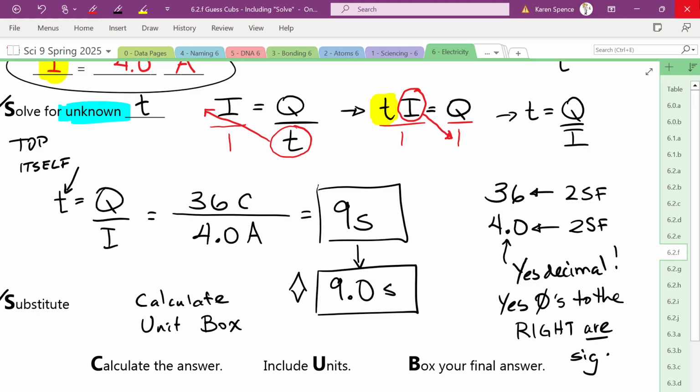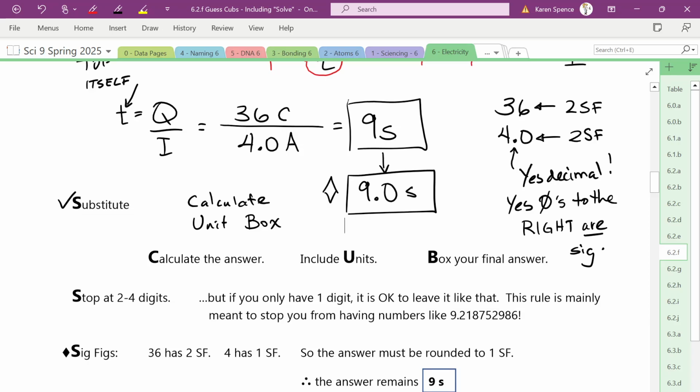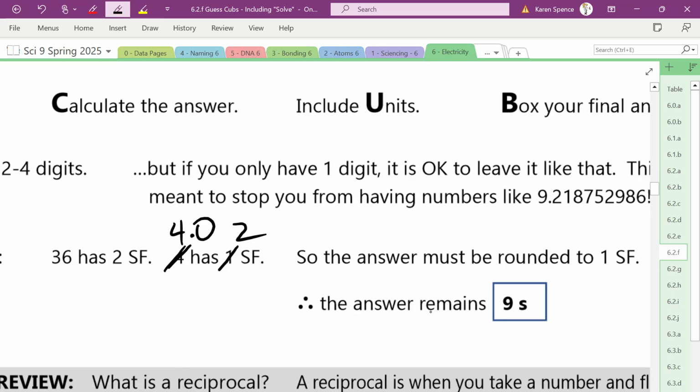Now, are you ready for a little fancy math? It's not that fancy. You've probably done stuff like this before. Again, this fancy math is enriched. You don't have to do it. Okay, this should have said, I've got typos in here. 4.0 has 2 sig figs, so the answer would be 9.0 seconds. I messed up there.